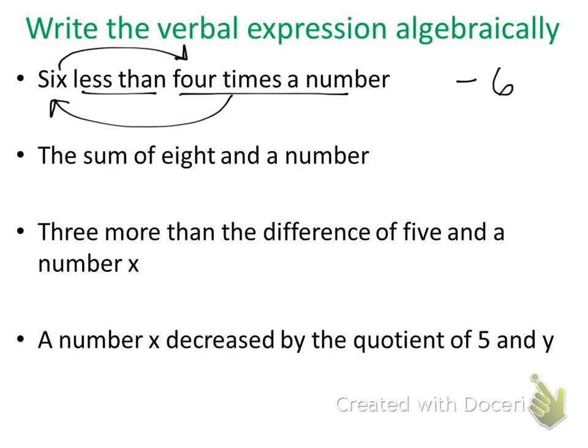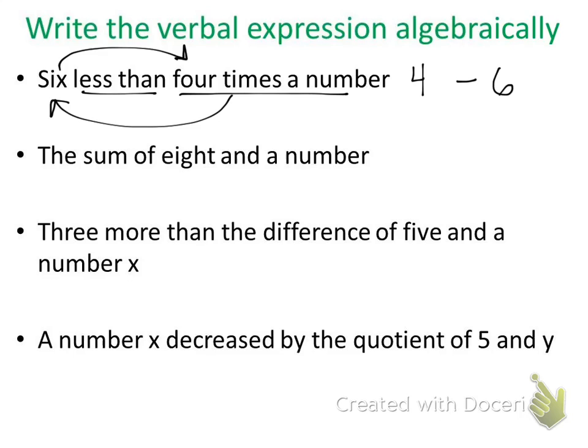Now, the other thing that I've got in this problem is what type of operation. I've got subtraction and one other operation. Josh? Multiply. 4 times a number. Now, I know that I have 4 times a number. Does it tell me what the number is? No. That's when you use a variable.